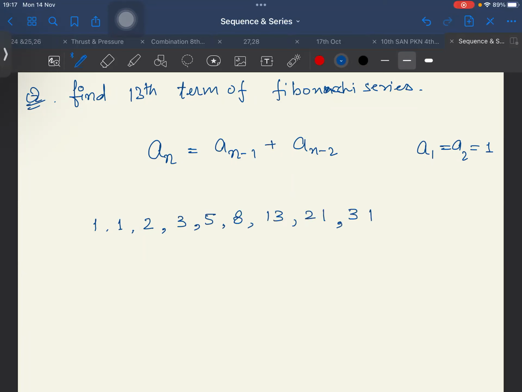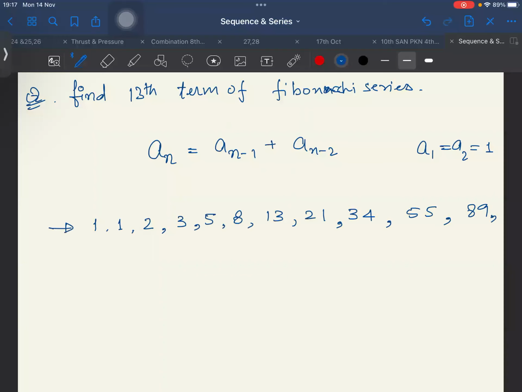Next is how much? 55, right? Next is how much? 89. Next, how much is it? 1, 2, 3, 4, 5, 6, 7, 8, 9, 10, 11. So till the 11th term I've written. Write the 12th and 13th. Just add these two. How much will you get?